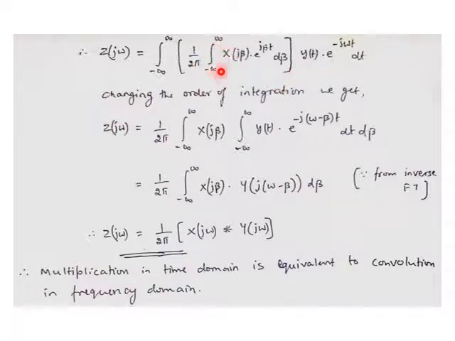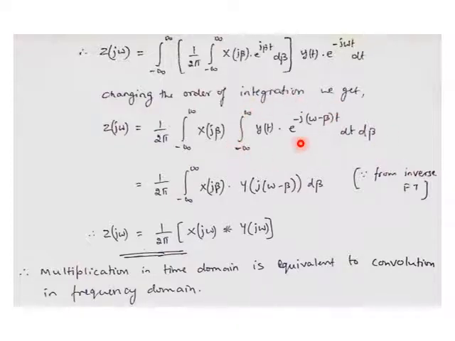Now we have two integrations, so let me change the order of integration. The x of t factor is defined with respect to beta, so x of j beta goes outside along with this integration. I also take 1 by 2 pi outside, with integration minus infinity to infinity of x of j beta. Inside, I take the integration minus infinity to infinity of y of t e to the power j beta t along with e to the power minus j omega t. Clubbing together, we get e to the power minus j (omega minus beta) t dt, and d beta can also be written here.